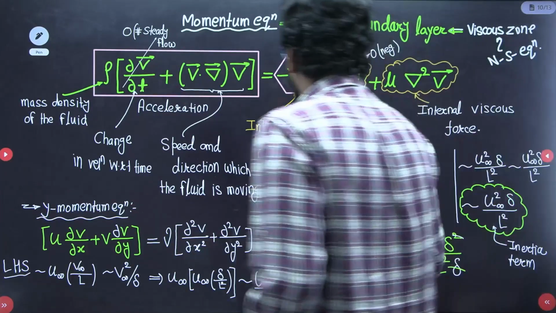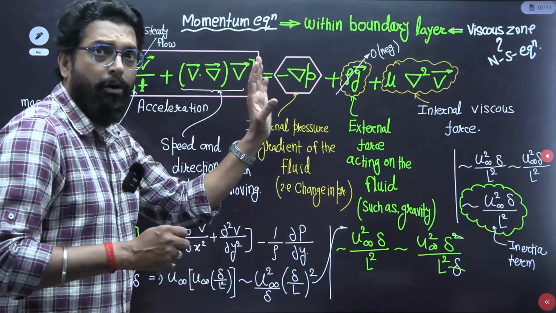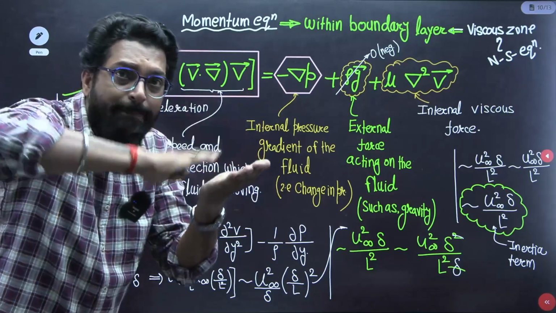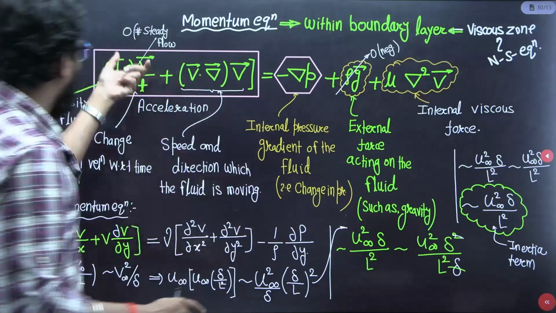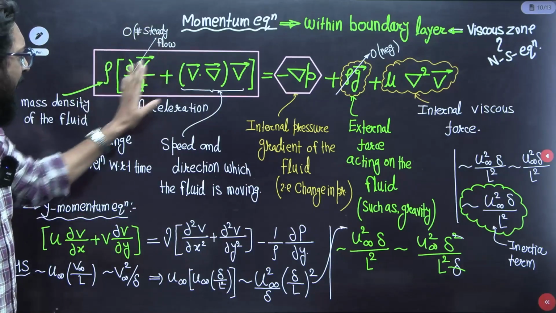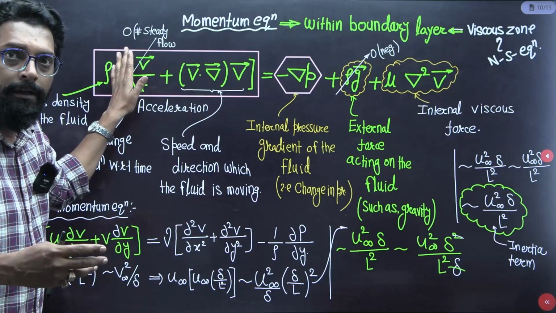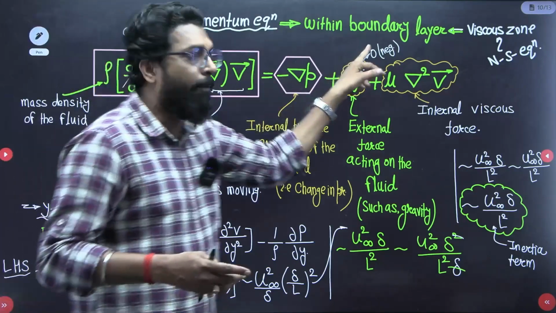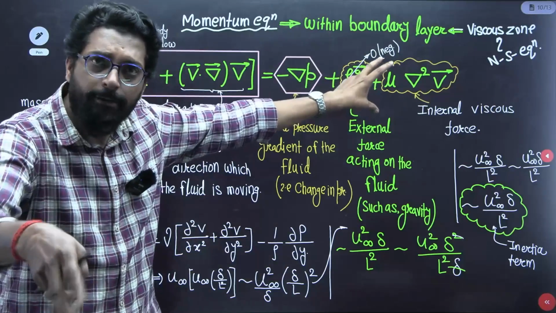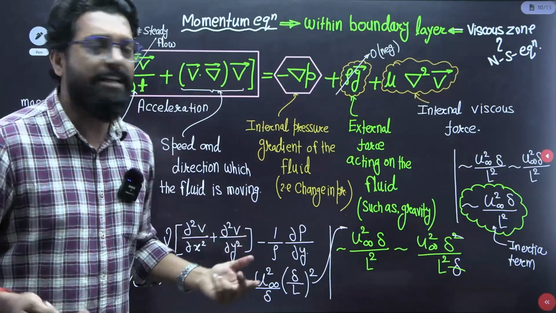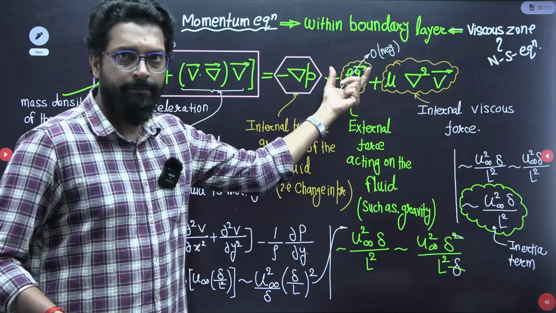There are two assumptions we have already taken. For flow over a flat plate, we assume steady flow, so the time dependency term is 0. And we also neglect the body force. So these two terms you neglect. If the body force is given, you can count it, but for simplicity of the analysis, we can neglect it.